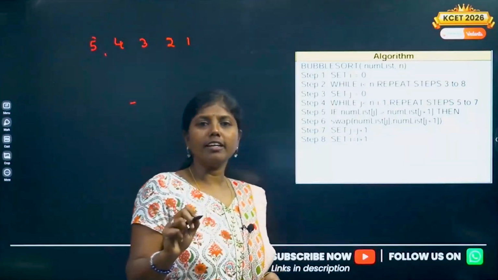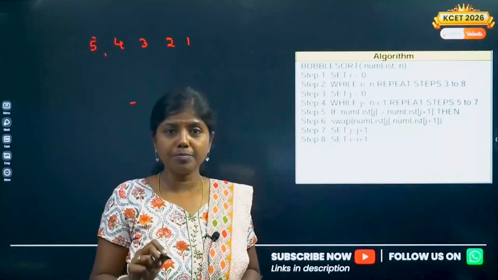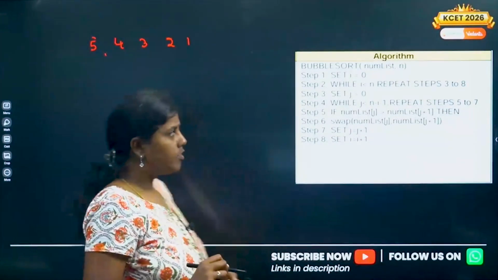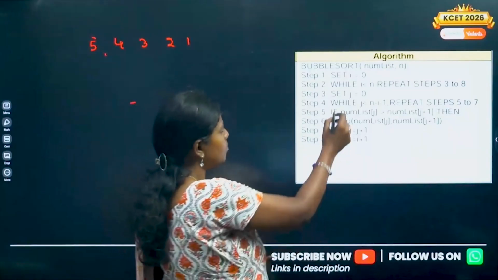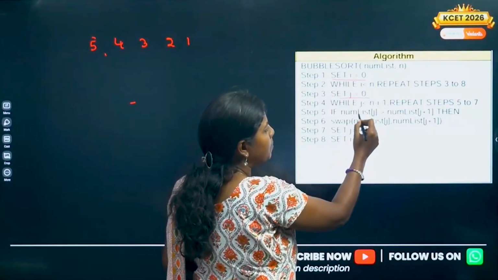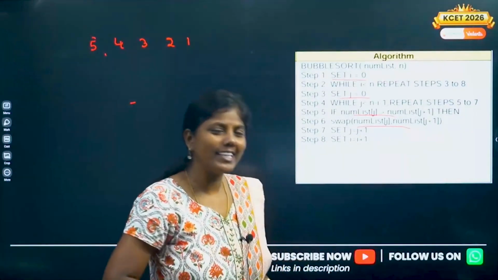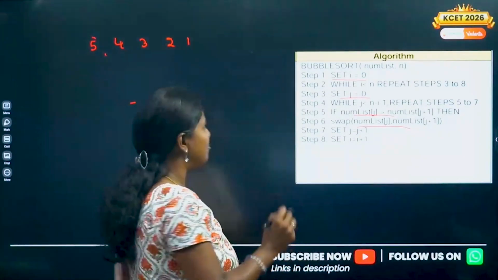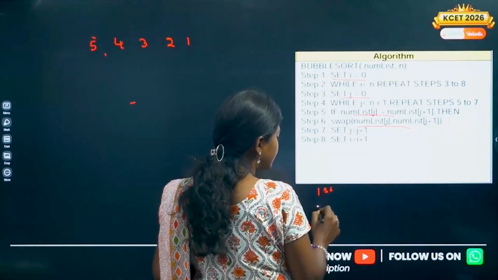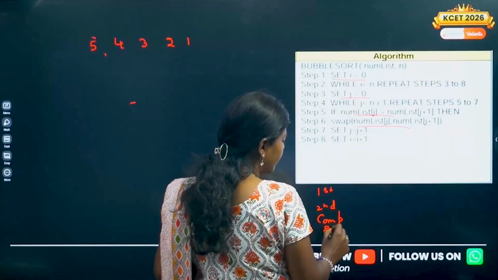Any sorting technique will take two loops, one comparison and one swapping technique. Here I'm going to consider an I loop and then a J loop; comparison is there and swapping is there. Very simple: there will be a first loop, a second loop, a comparison, and a swapping technique.